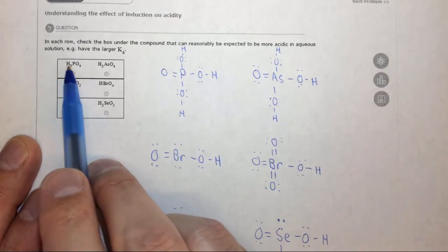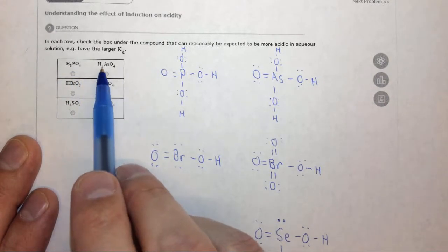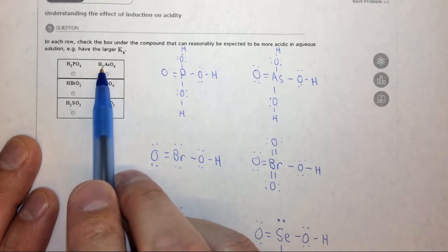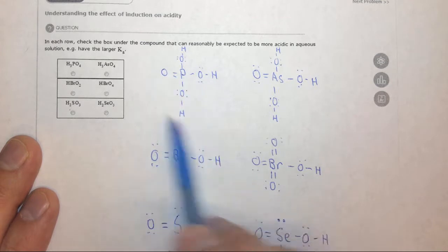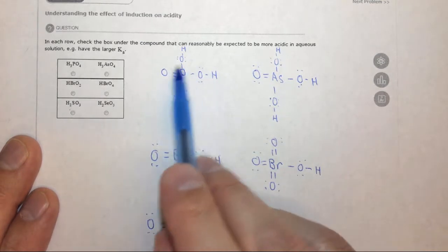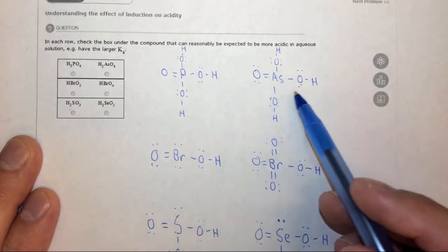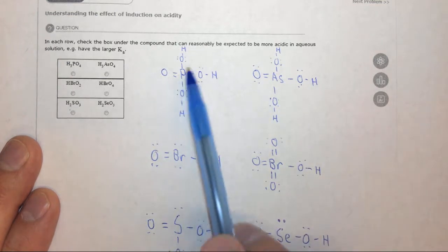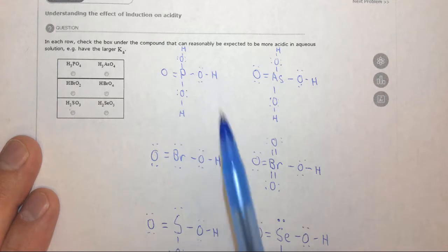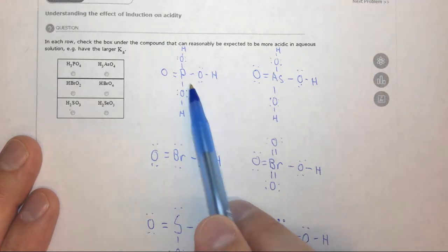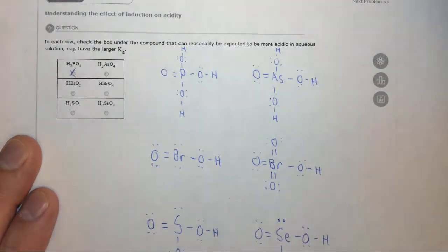So here we have phosphoric acid, H3PO4, and here we have the arsenic version of that, H3AsO4. If you look here, the only difference between these two Lewis structures is one has phosphorus in the middle and one has arsenic in the middle. And we want to decide what makes one of these two things more acidic than the other. And it turns out that phosphoric acid is more acidic.